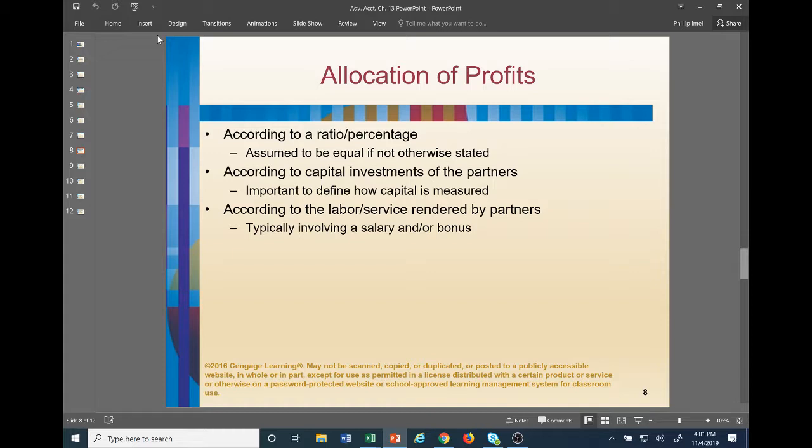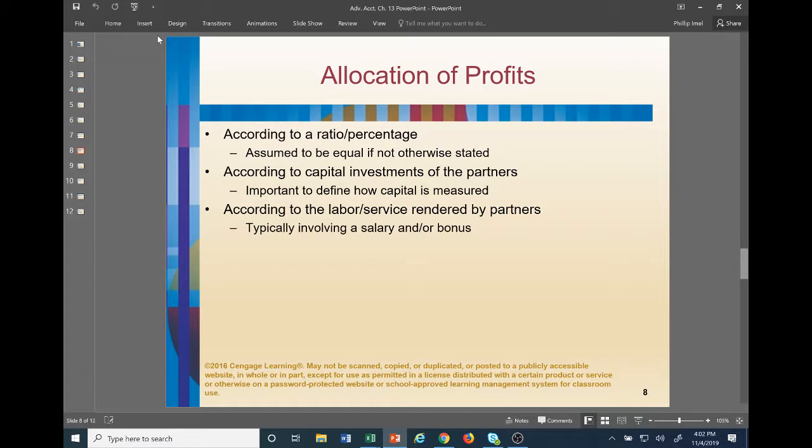So, the allocation or division of profits and losses. An important process to be outlined in the articles of a partnership is the manner in which profits and losses are to be divided among the partners. There are several alternative methods of allocating profits and losses. However, if the articles of partnership are silent on this point, the RUPA states that the profits and losses are to be divided equally among the partners.